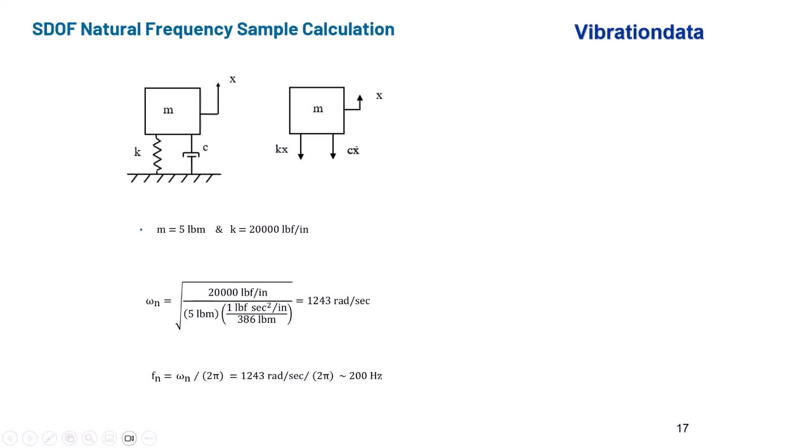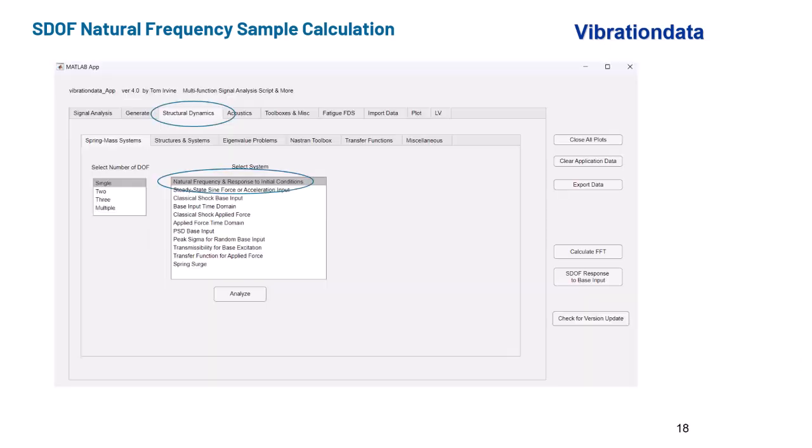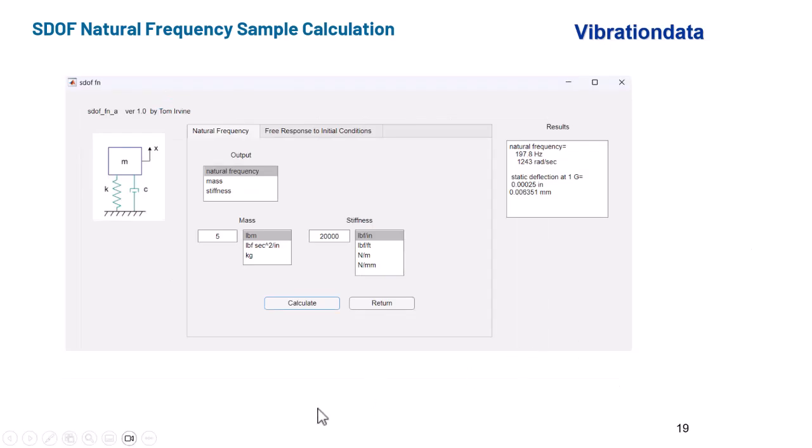Now I've got a MATLAB GUI package that goes along with this course, so let's see what we can do with our GUI package. We open up the GUI package called vibration data _ app, go to the structural dynamics tab, and select single degree of freedom, natural frequency in response to initial conditions. If you're following along, you can pause this presentation any time to get caught up. And then we go to this natural frequency. There's our spring mass system.